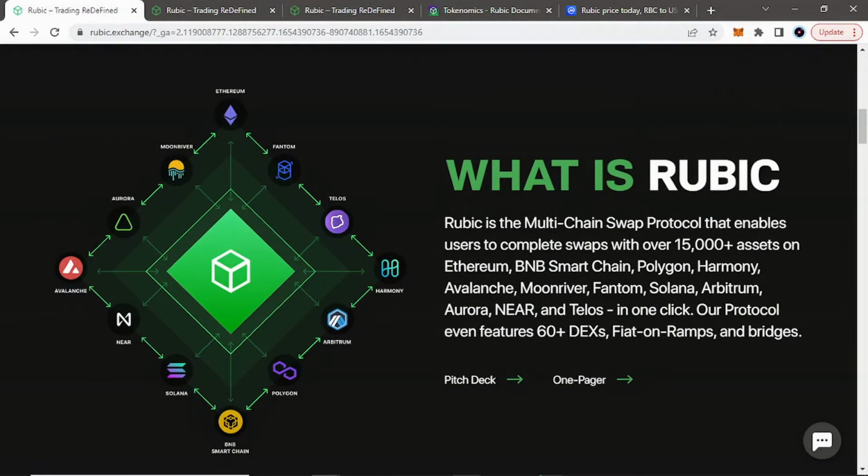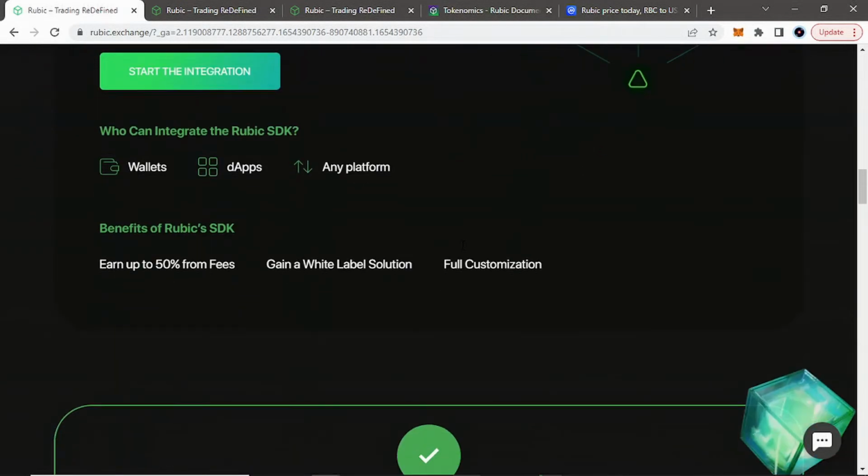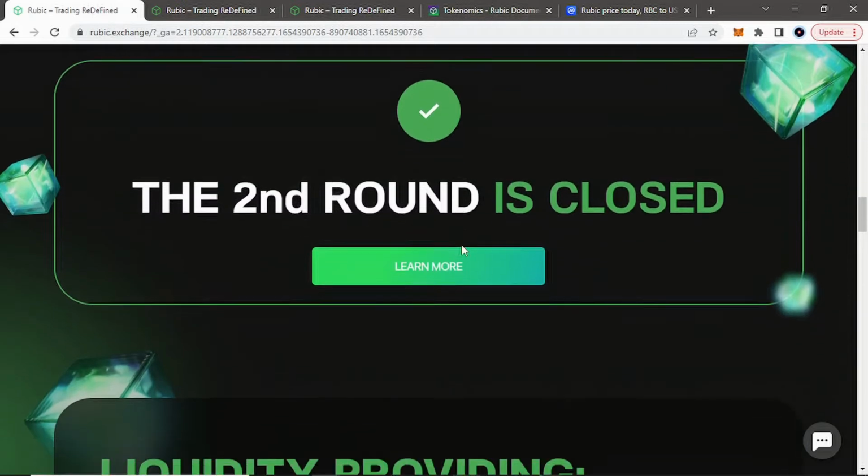Rubic is a multi-chain swap that enables you to swap a lot of assets between Ethereum, BNB, Polygon, Harmony, Avalanche, Moonriver, Phantom, Solana, Arbitrum, Aurora, Near, and Telos, in one click, and it even features 60 plus dexes, fiat on ramps, and bridges. So I like this logo here. You can see all the different chains that you can swap between. So a good amount, and they're pretty well-known chains that people usually use quite frequently, in my opinion.